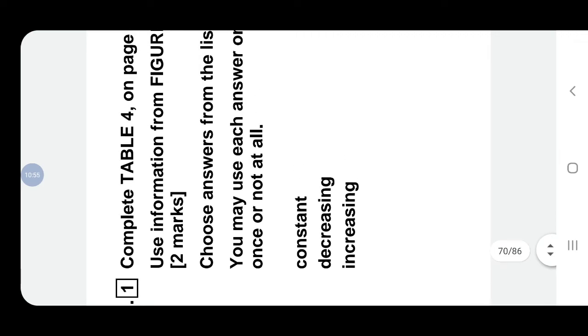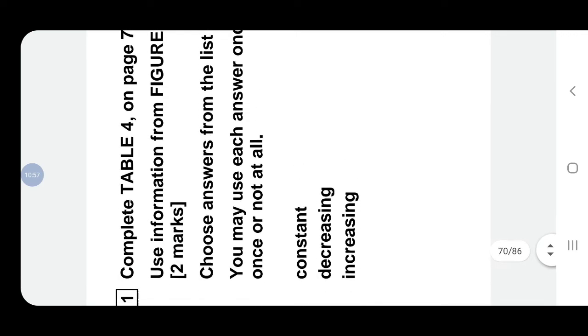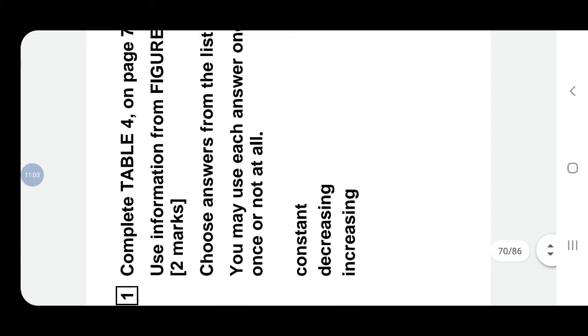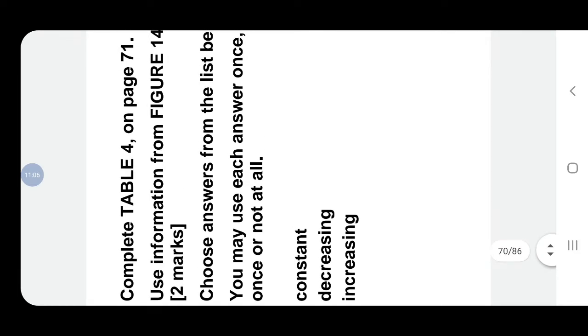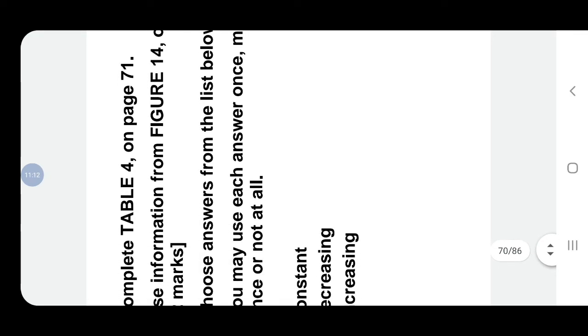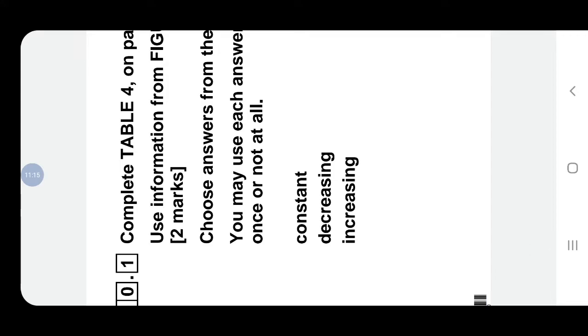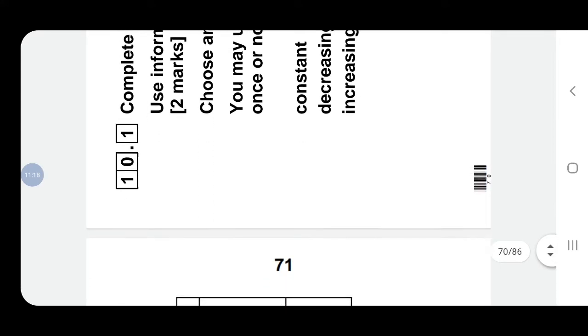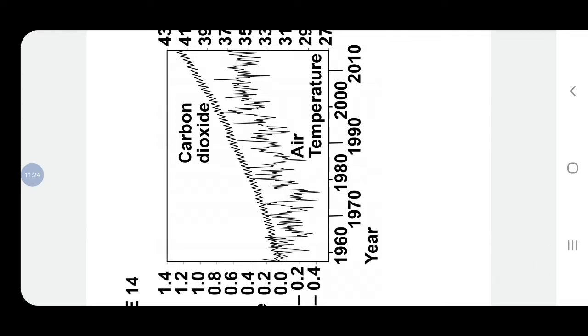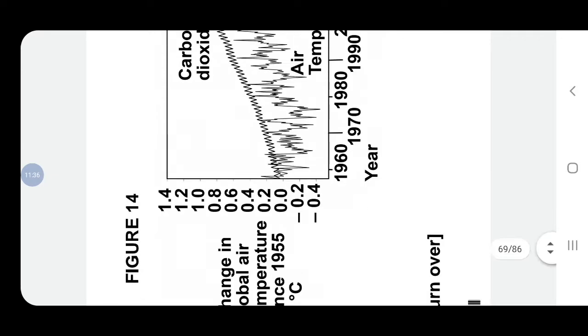So let's see the question. Complete table 4 on page 71. Use information from figure 14 on page 69. So choose answers from the list below. You may use each answer once, more than once, or not at all. You can write constant, decreasing, or increasing. So first you see the carbon dioxide, this is increasing, and air temperature is increasing, but sometimes after a few days later it's constant, or you can write decreasing, all right?